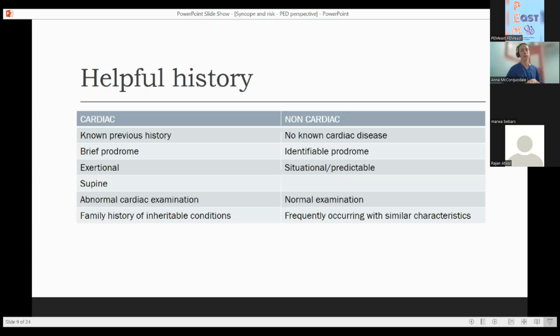Okay, so the history is going to be super helpful to you. If his cardiac examination was abnormal, these are not all pointing to the same things, you understand. These are pointing to risk factors which raise the risk of it being cardiac. And if we know his family have got an inheritable condition, he should already be in follow-up. And the non-cardiac stuff is basically the inverse of all of that. But if you've got a really clearly identifiable prodrome, children that faint every time they see blood, I don't get too concerned about. Their examination is normal. And the more frequently it occurs with similar characteristics without any proof, almost the more reassured I feel. And also the more likely I am to capture it on some sort of monitoring like a tape. Okay, that's not emergency, but that is the sort of forward movement of these children.